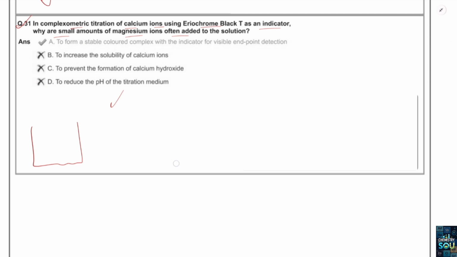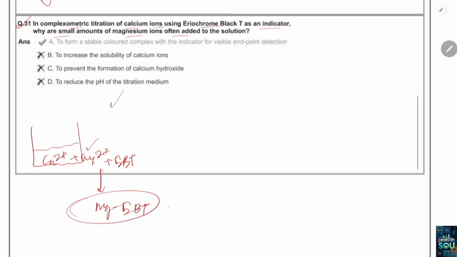But in the second condition, when we are adding the magnesium, so this is Ca2+, Mg2+, EBT. EBT has a higher tendency to bind with the magnesium, so it will generate the magnesium EBT complex. The color is wine red. When we are adding the EDTA, it will easily bind with the calcium and generate the EDTA calcium complex.